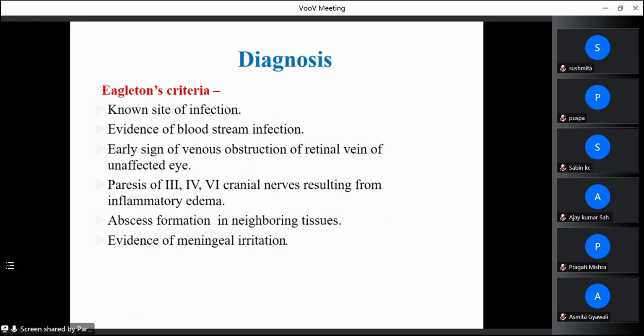The extraocular muscles are involved, so the patient cannot rotate their eyeball. Abscess formation in the neighboring tissue and evidence of meningeal irritation. In case of meningeal irritation, the patient cannot bend their neck. Kernig's sign will be positive.